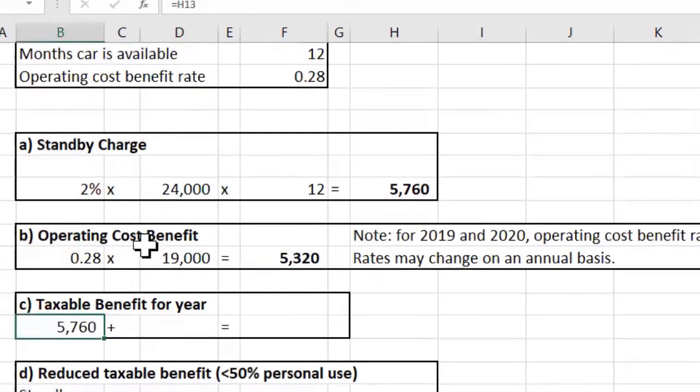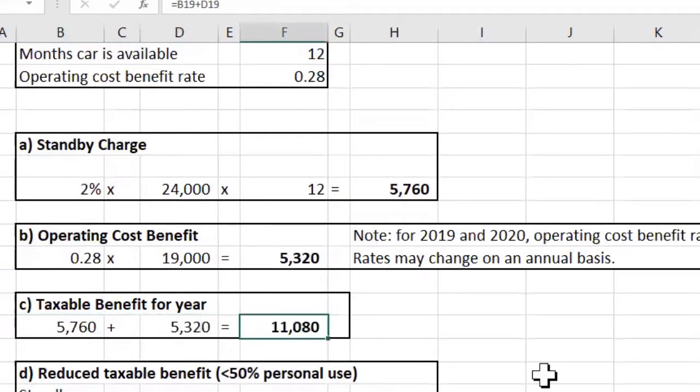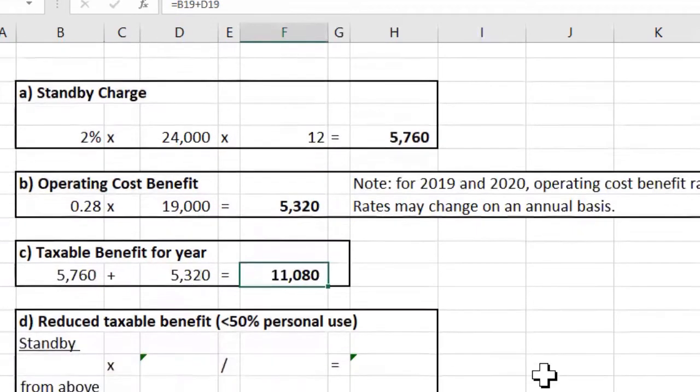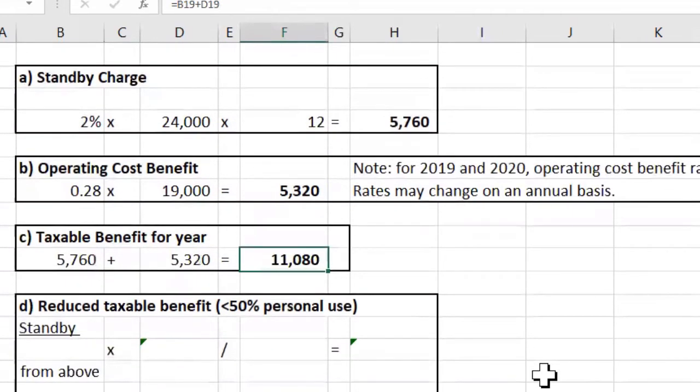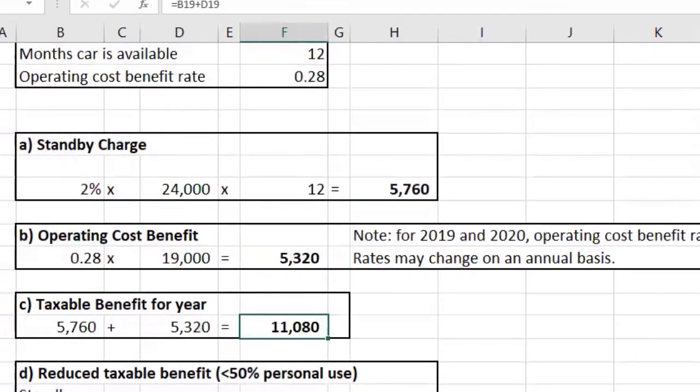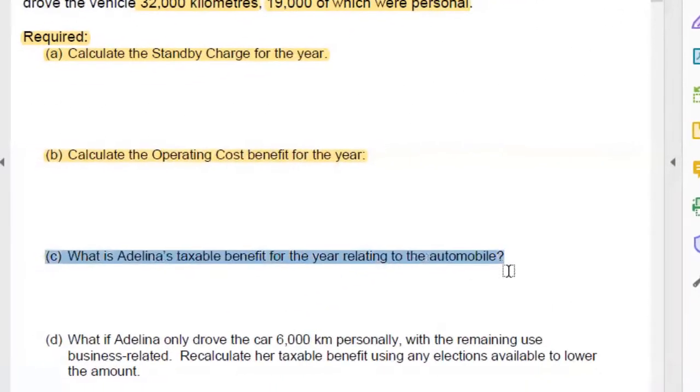We add those two things up. We got 5760 and we've also got 5320, and that's going to give us 11080. Whoa, wait, I jumped the gun on that. That was part C. Let me jump over. There it is, part C.